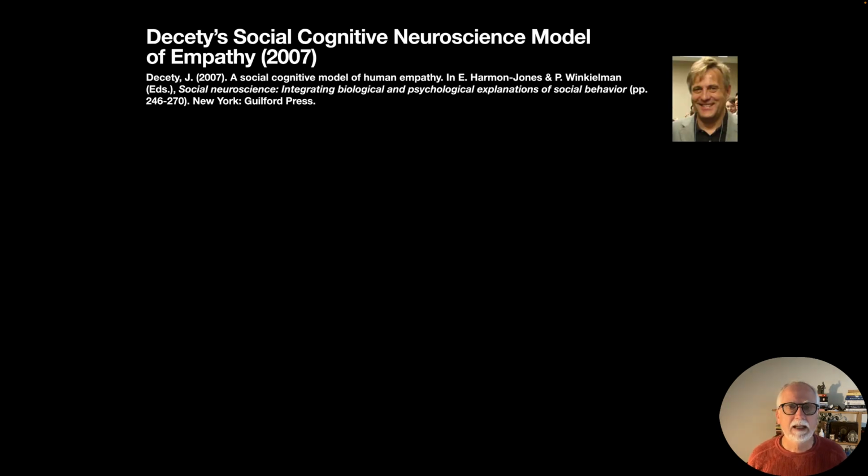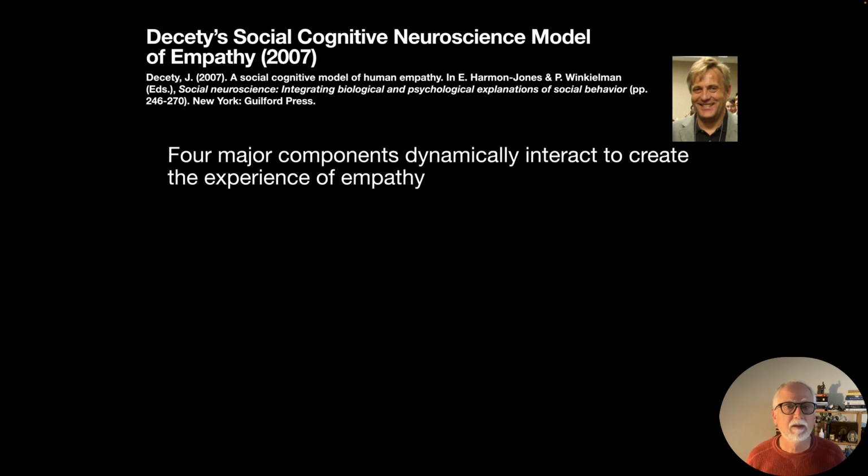You can look at Decety. Decety had a model that he proposed back in 2007 about how he thought all these components come together. He mentions 4 components, and we haven't talked about all of these, that he thinks dynamically interact to create the experience of empathy. So you're going to pull in that cognitive empathy and the emotional empathy, and it all comes together.